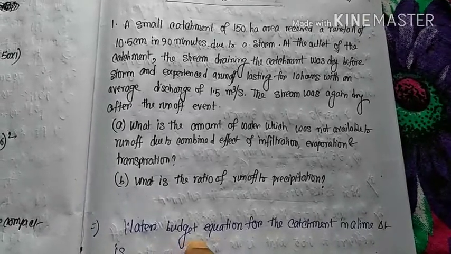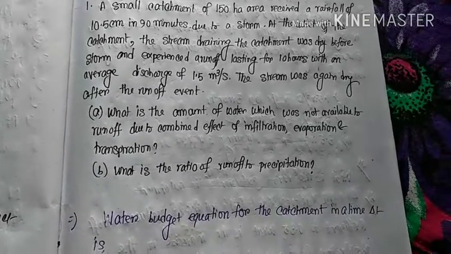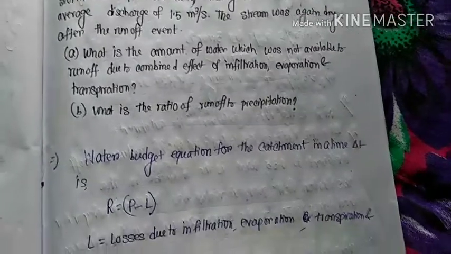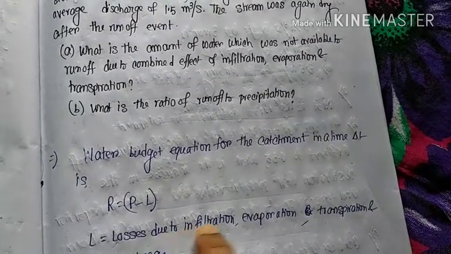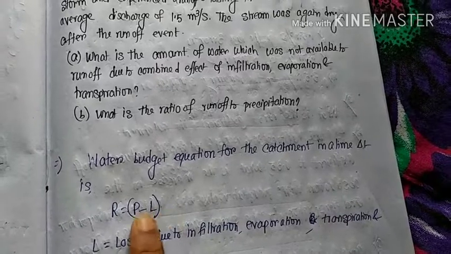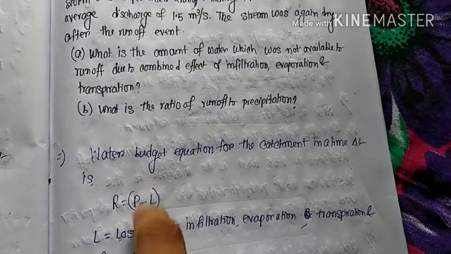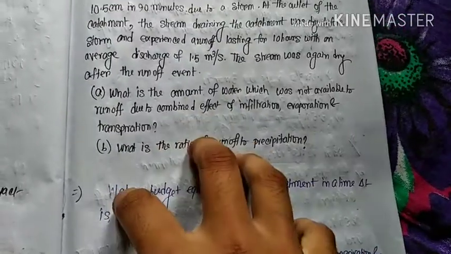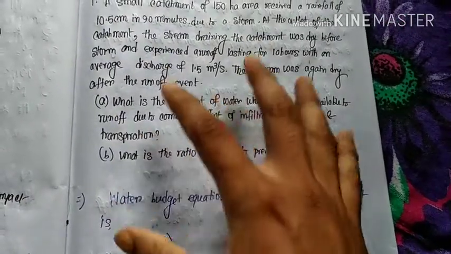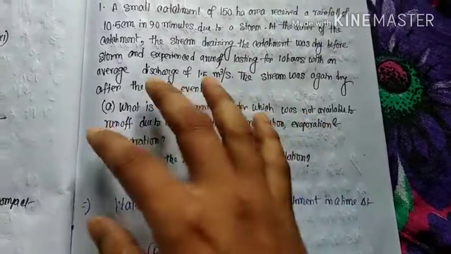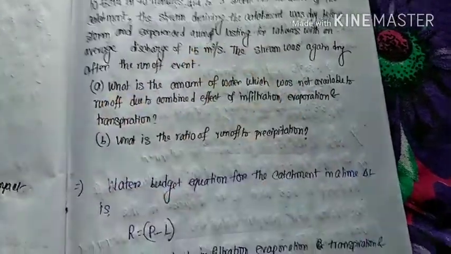Achha. The water budget equation which is related to rainfall and runoff is here: R equals P minus L. P is the precipitation, L is the loss and R is the runoff. This is the water budget equation, and with this equation you can solve this question, right?